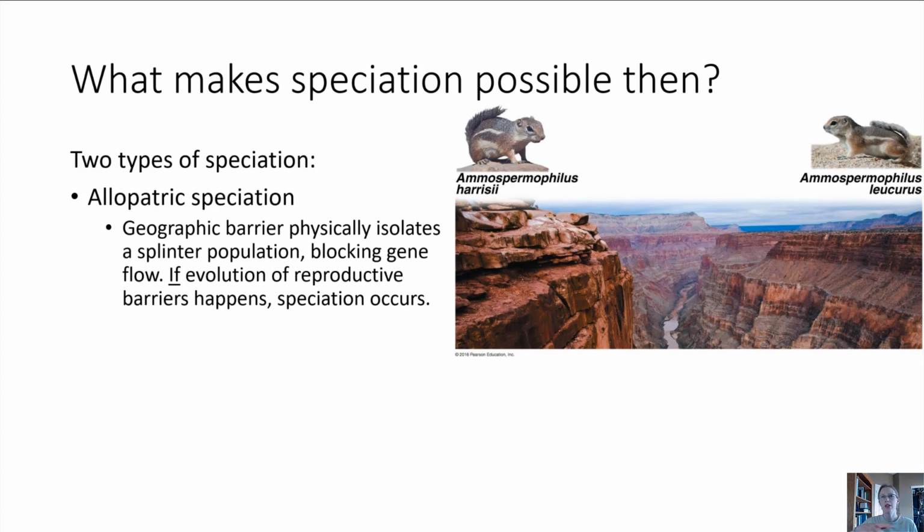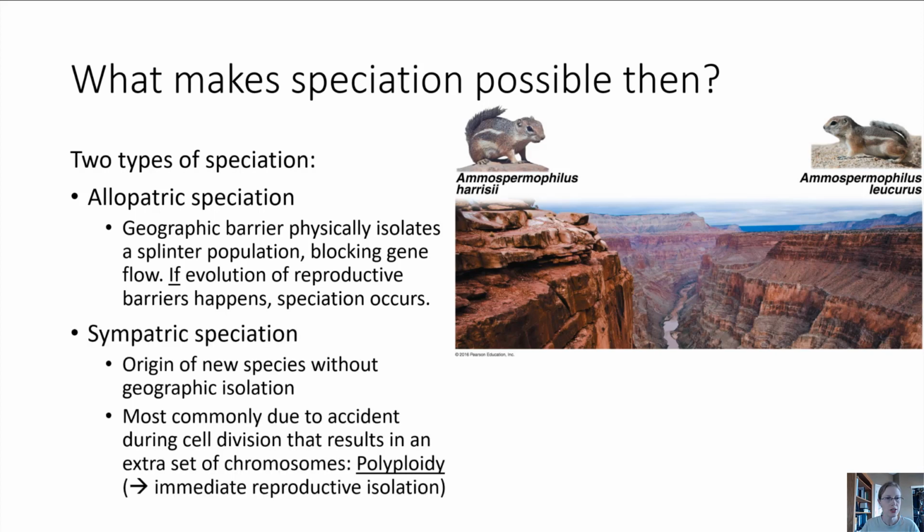So maybe we had one population of squirrels living in an area, and then maybe an earthquake happened and opened up a canyon that split the population into two groups. And then if enough time goes by, enough generations come about, then genetic drift in one group might be different from genetic drift in another. And so eventually what we might end up with is a reproductive barrier. And if we take a squirrel from each of those groups and put them back together, they're not going to be able to interbreed anymore. So that's one type of speciation, allopatric speciation.